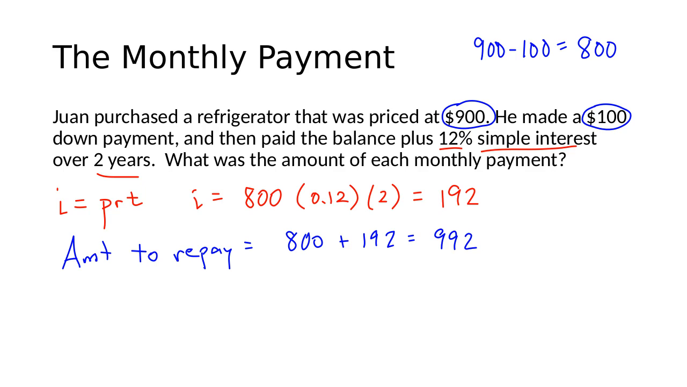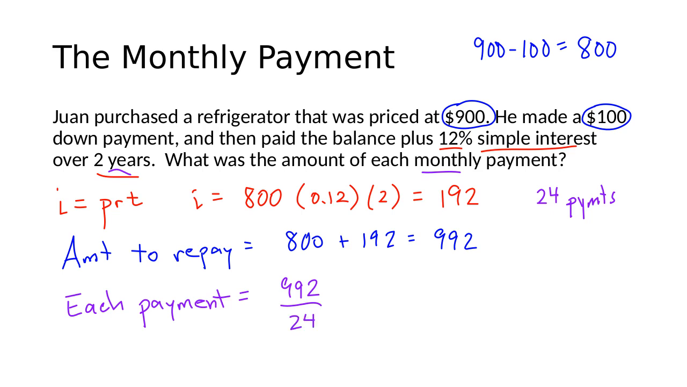He's going to do that over the course of 2 years, and he's going to be making monthly payments. So monthly payments for a 2-year period, that's going to be 24 payments that he's going to make. And so if we want to find out the amount of each payment, what we need to do is take the $992 that he needs to repay and divide it by the 24 months that he's going to be making payments. When we do that, we find out that the monthly payment is going to be $41 and, well, this 33333 repeating.